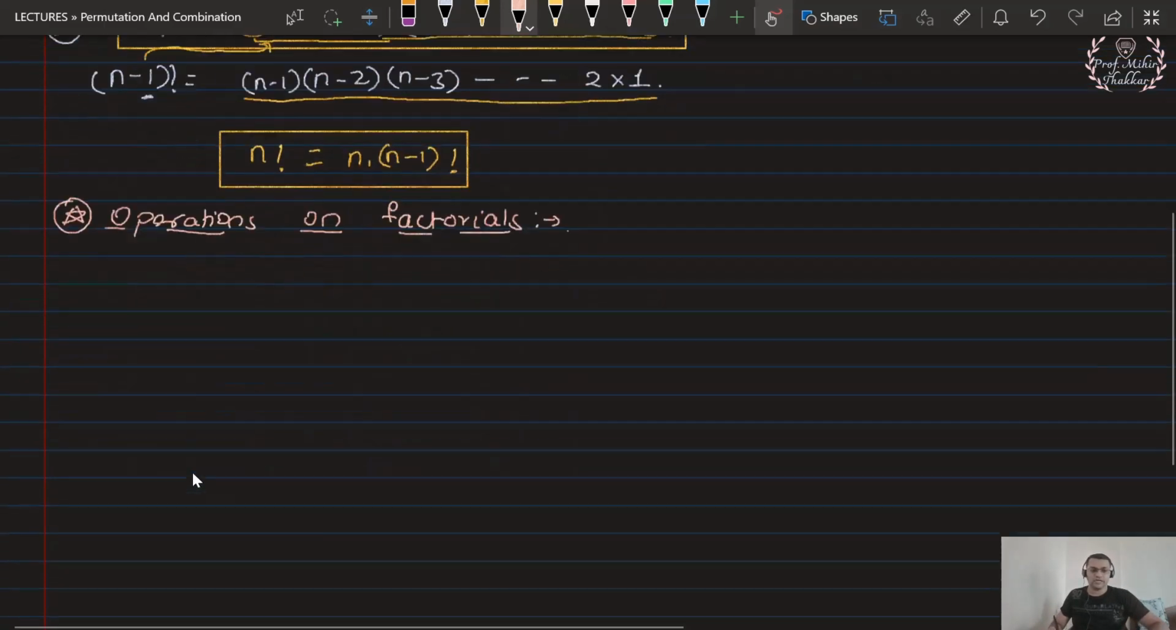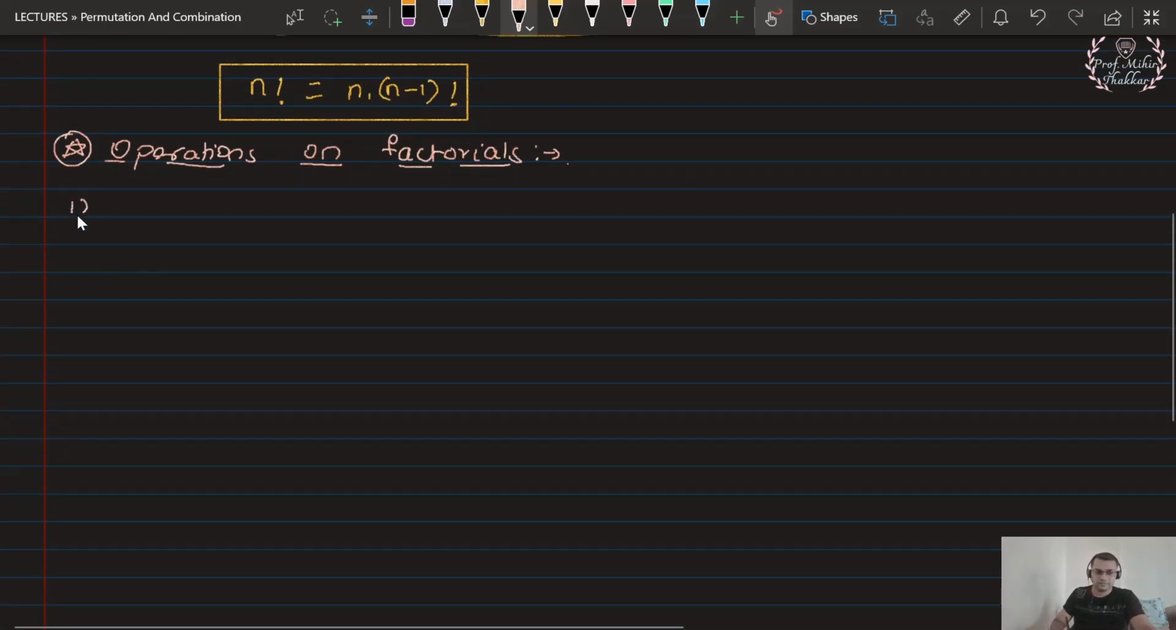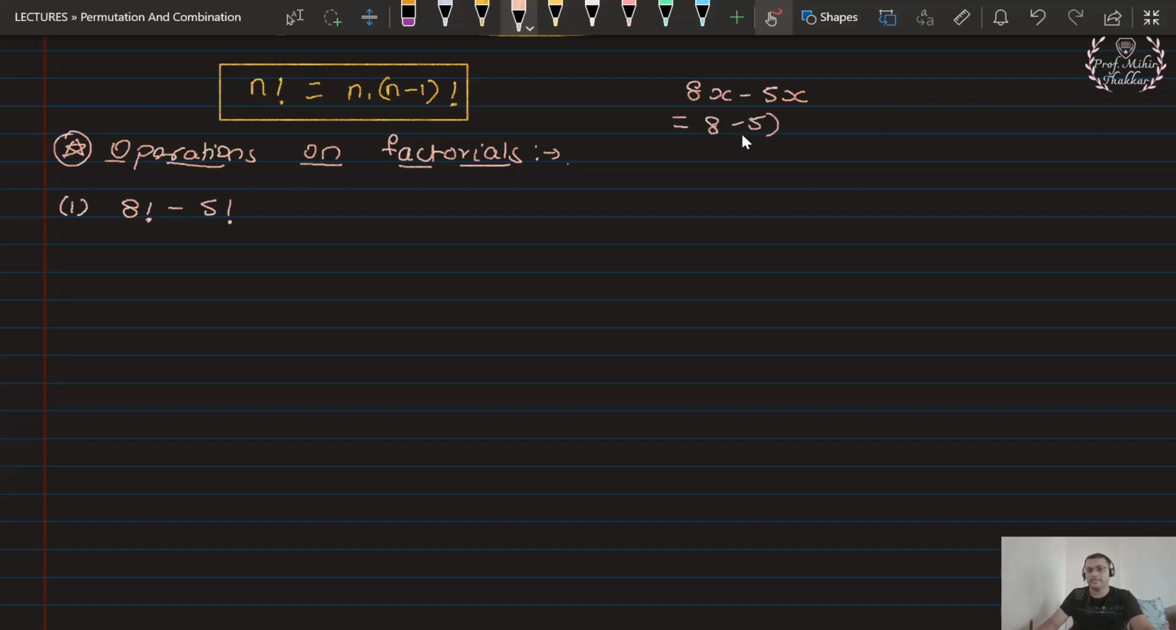Suppose you want to calculate the value of 8 factorial minus 5 factorial. Like you do for 8x minus 5x, you take 8 minus 5 and take x common. But when you are doing it for factorial, this cannot be applicable. I cannot take out factorial as a common, because factorial is not a variable. Here x is a variable.